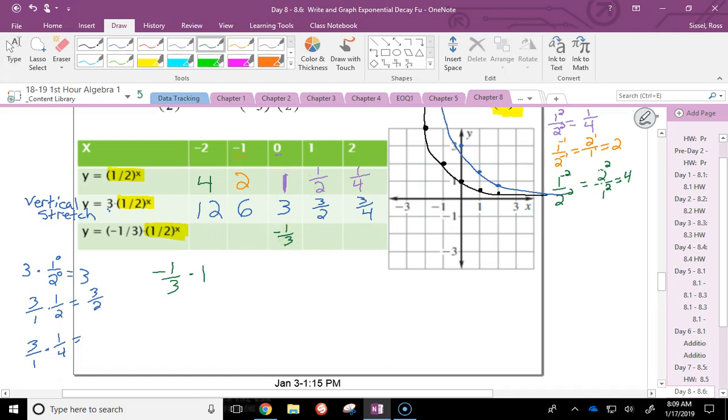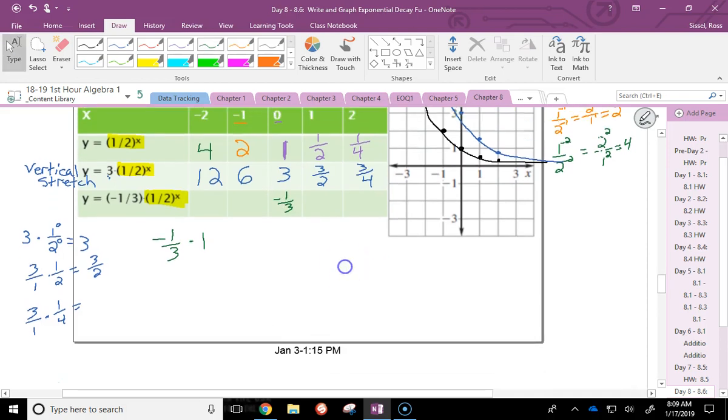Okay, if we go to the first power, 1/2 to the first power is a half. So now I have negative 1/3 times a half, which is going to give me negative 1/6. I have 1/2 to the second power. That gives me 1/4. So I'm going to have negative 1/3 times a fourth. It's negative 1/12.